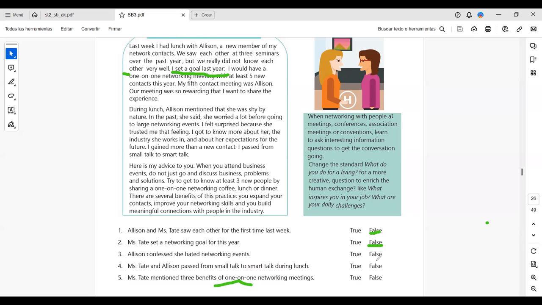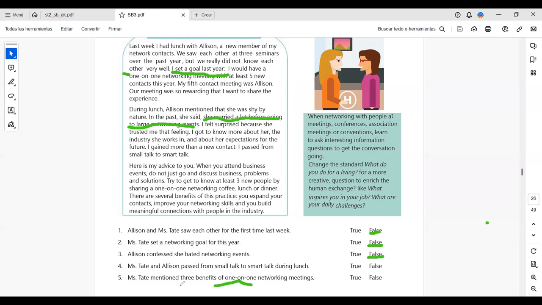This is false because yes, she worries. No, hated is not the same as worried. Where can I find that information? Second or third paragraph? The second paragraph. Then she says, in the past, she doesn't like the large networking event because she's worried. She worried a lot before going to a large networking event, right? But she didn't say that she hated networking events. So it fails. It is false too.